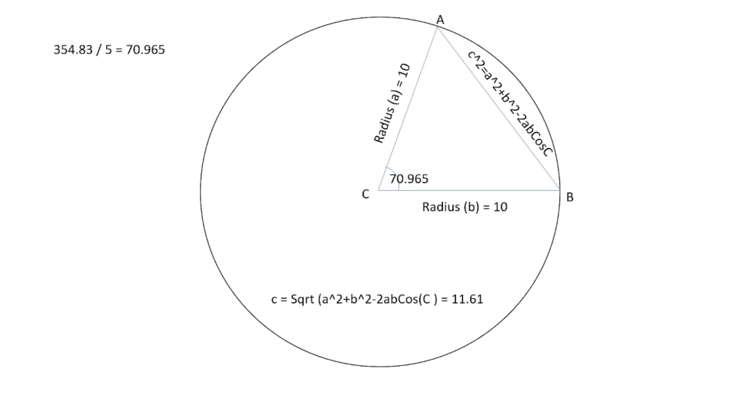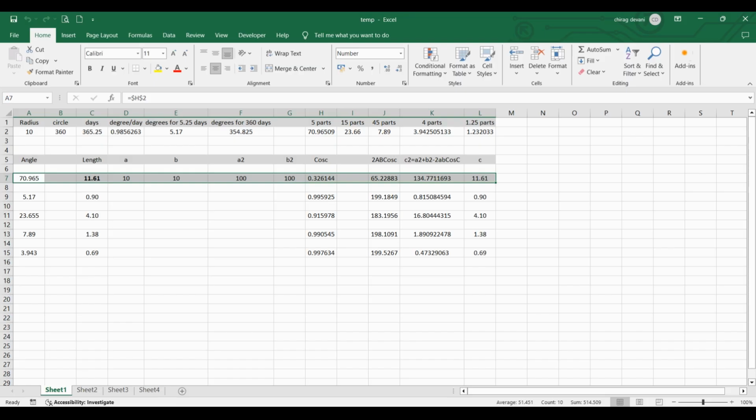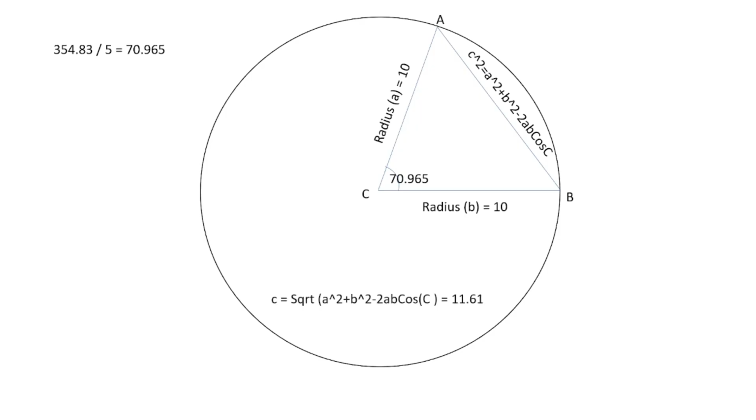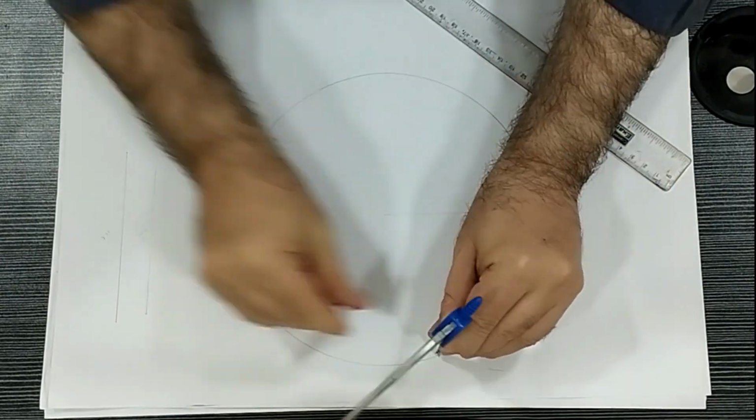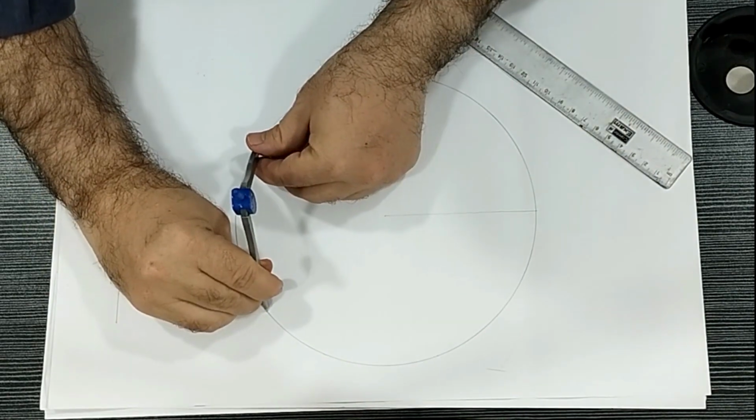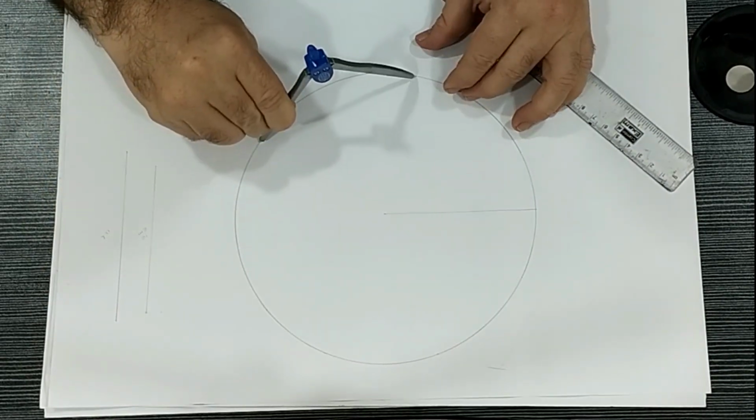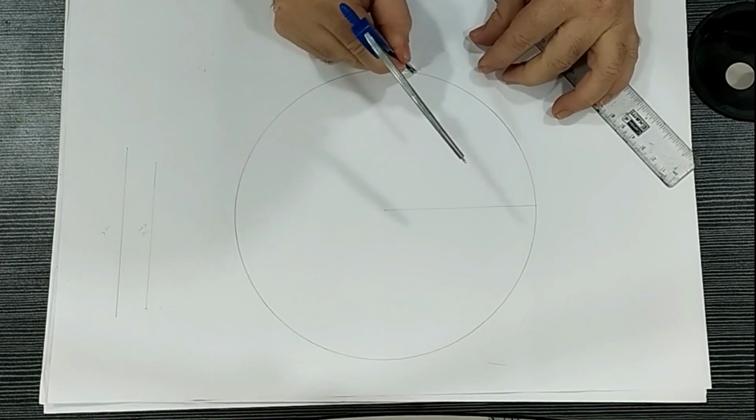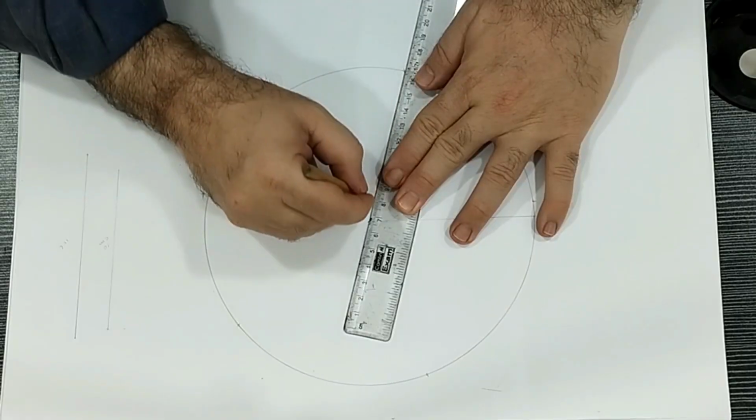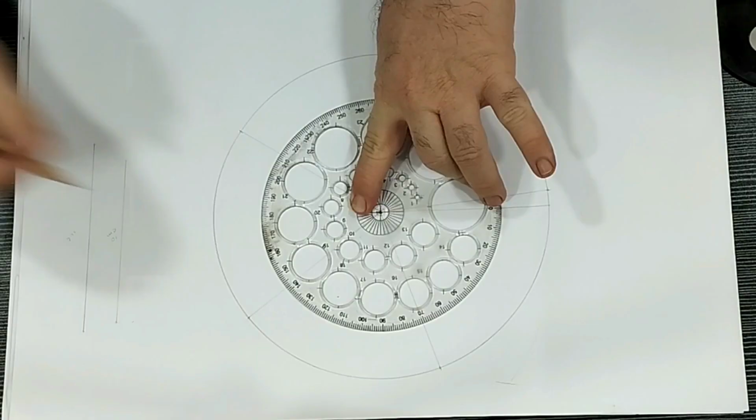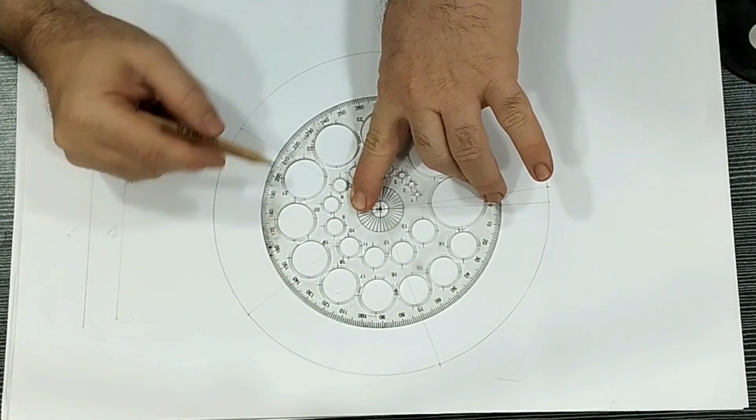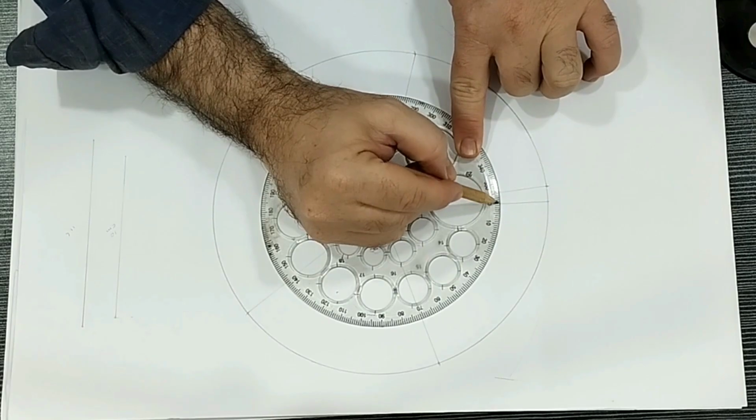Using the cosine formula, the length of the third side on the circumference of a circle having a radius of 10 cm is 11.61 cm. Using the divider, mark the circumference with a length of 11.6 cm. The remaining part is 5.17 degrees and will be divided into 5.25 parts at the end. Verify each part in degrees using the protractor.